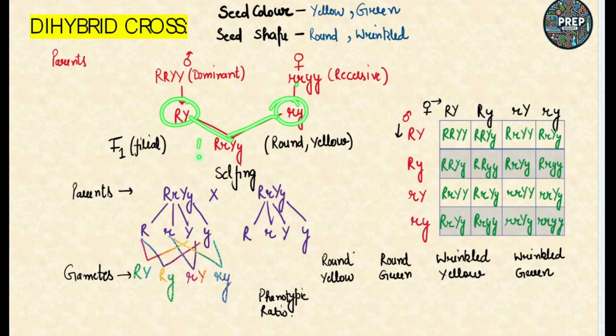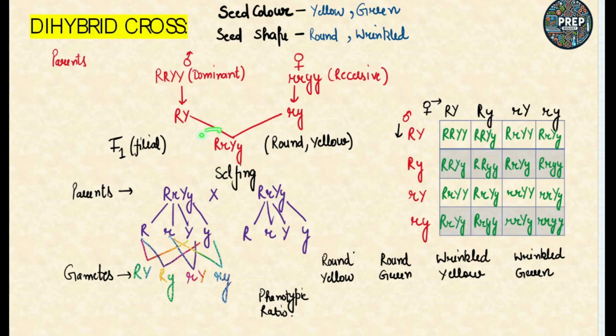Fusion takes place in the F1 generation. After the fusion takes place, it results in capital R small r, capital Y small y. Now we know capital R dominates over small r, that shows the round seed, and capital Y dominates over small y, that is the yellow seed. So in the F1 generation, the first filial generation, all the seeds are round and yellow, that is dominant in character.